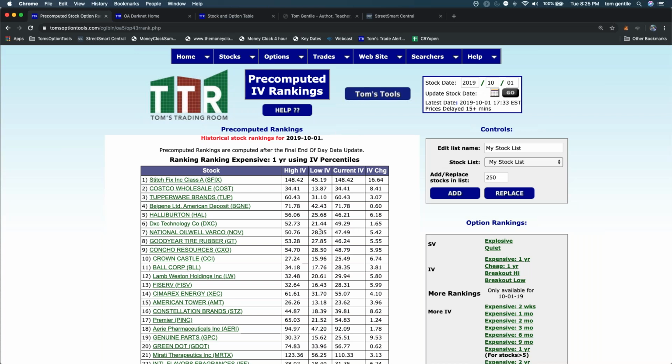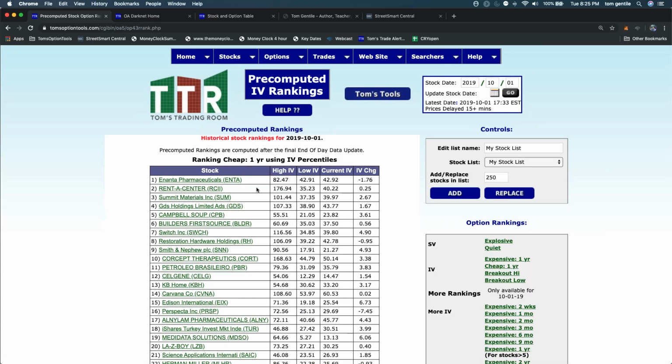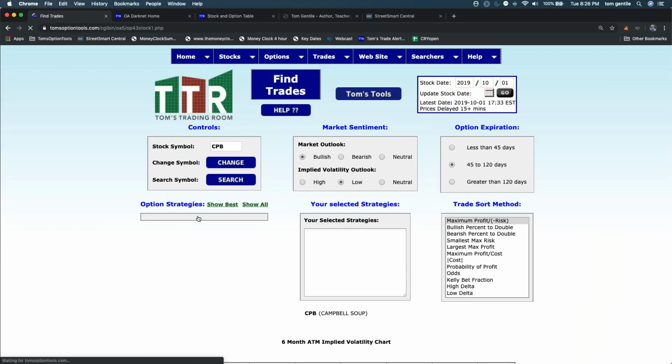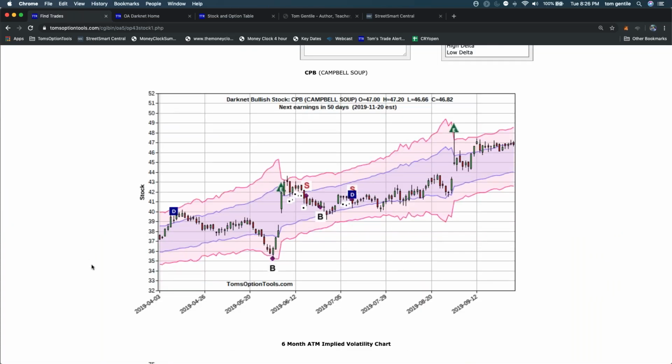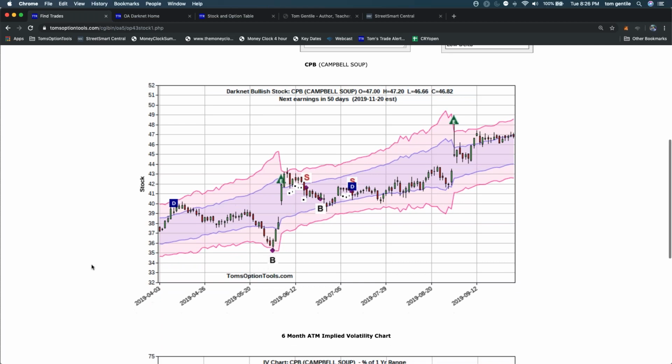Well, what's cheap? We can go over here and click on cheap for 1 year. And here's what's cheap right now. Enanta Pharmaceuticals, high 82, low 42, last 42. Rent-A-Center, high 176, low 35, last 40. Summit Materials. Campbell Soup, 55.51 was the high, 21.05 is the low, 23.82. If I want more information on Campbell Soup, I can get a chart of Campbell right here, and it has its Bollinger Bands, as you can see on the chart itself.